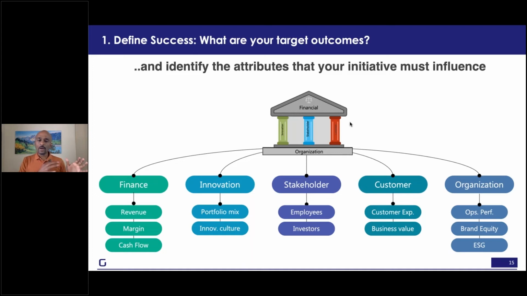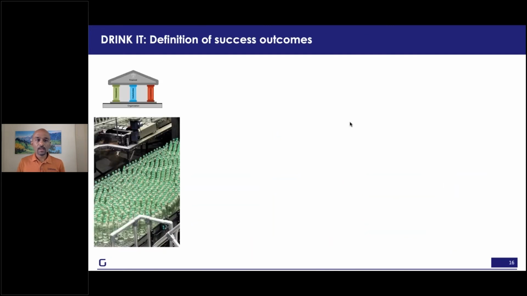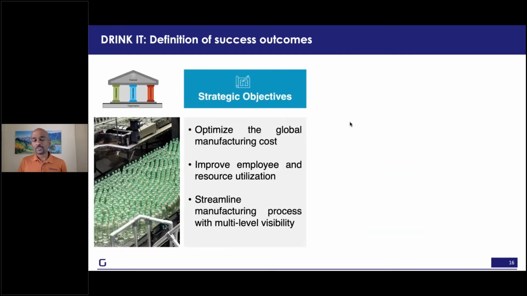So when you have a mix of these and you're very clear about it, even before you start the project, that can be very empowering. Now, if you look at our example for the beverage manufacturer, what does all of this mean? So their strategic objectives, they finalized 3 of them. 1, optimize the global manufacturing cost.